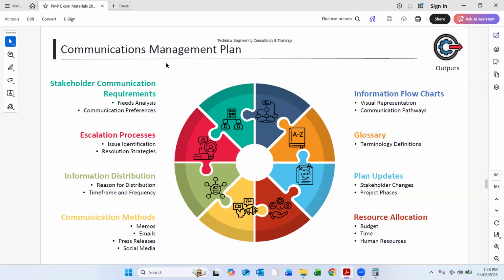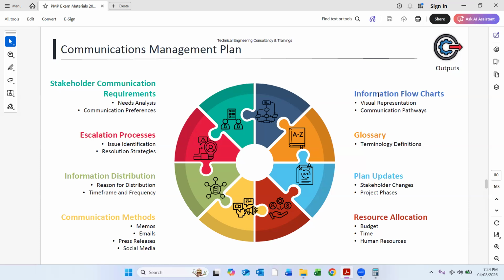The communication management plan also includes the information flowcharts, the terminologies, the plan updates, resource allocations, methods of communication, where it is to be distributed, what the escalation procedures are, and what the stakeholder communication requirements are. So this is all part of the communication management plan, and each and every section should be properly elaborated.